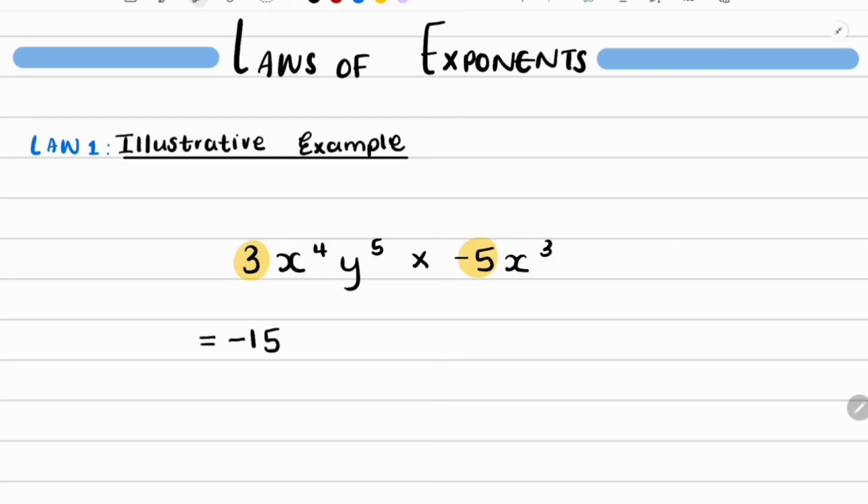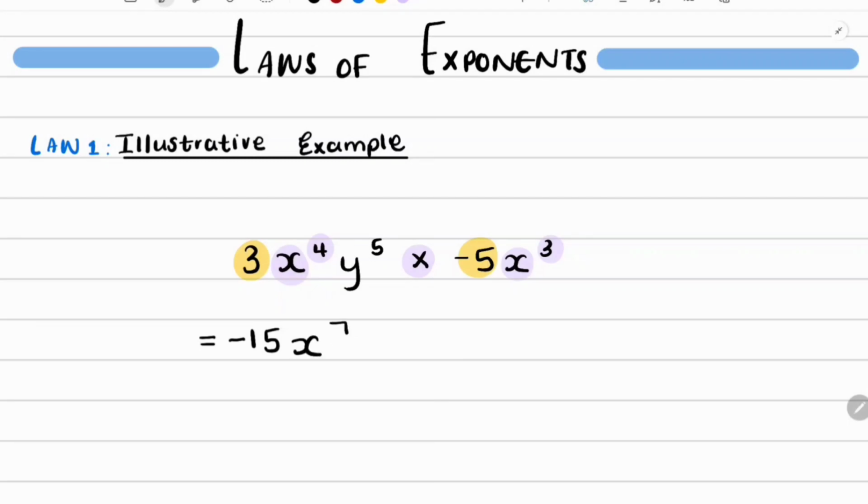And now we're going to look at the variables. So we have variables with like bases. I can see x to the power of 4, which is being multiplied by x to the power of 3. We're going to multiply those together. So when we are multiplying, we are going to add the exponents and keep their base exactly the same. So we have x to the power of 7.